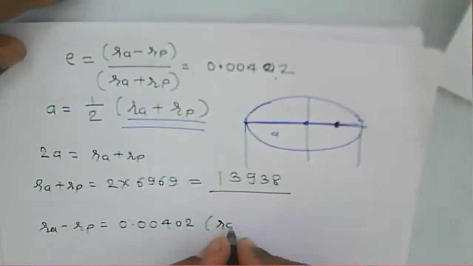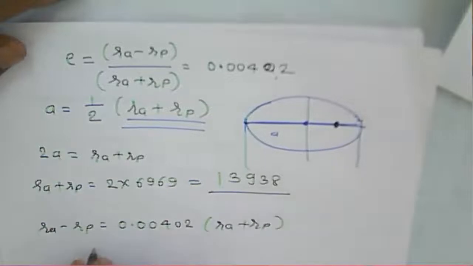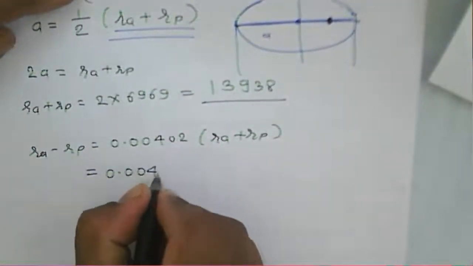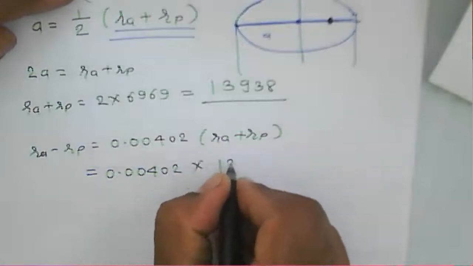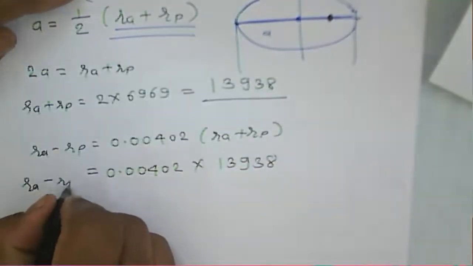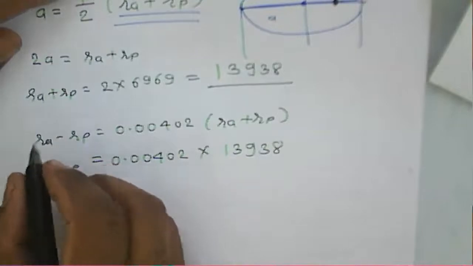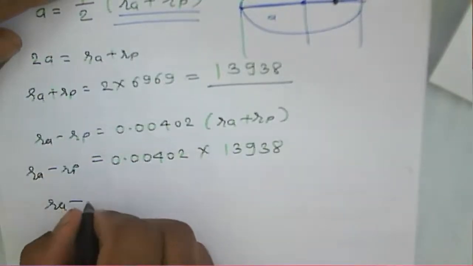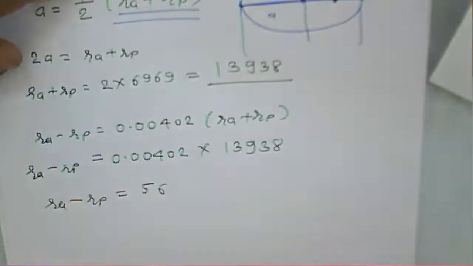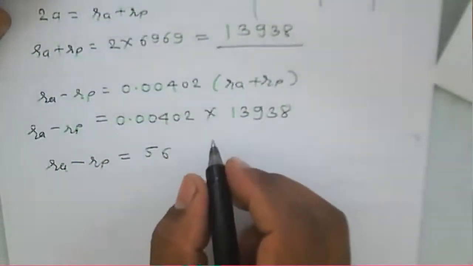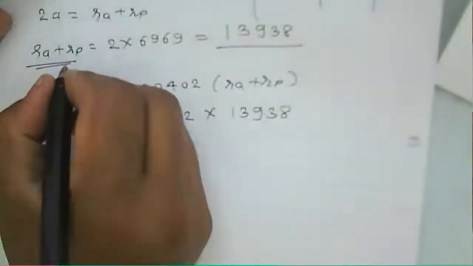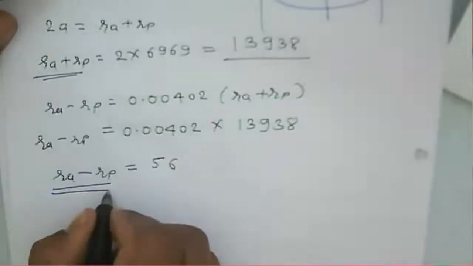0.0402 into RA plus RP. And that RA plus RP we obtain, that is 0.0402 into 13938. We'll get that RA minus RP. After solving, we'll get that RA minus RP is equal to 56. Now there are the two terms. One is about RA plus RP, another is about RA minus RP.